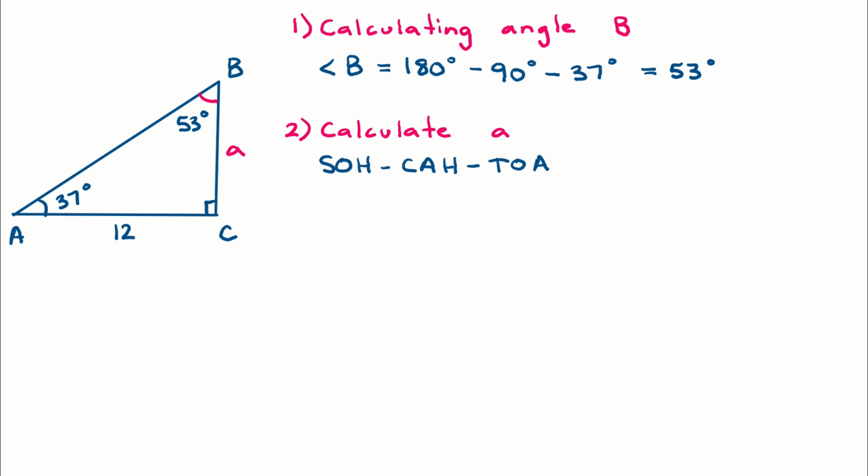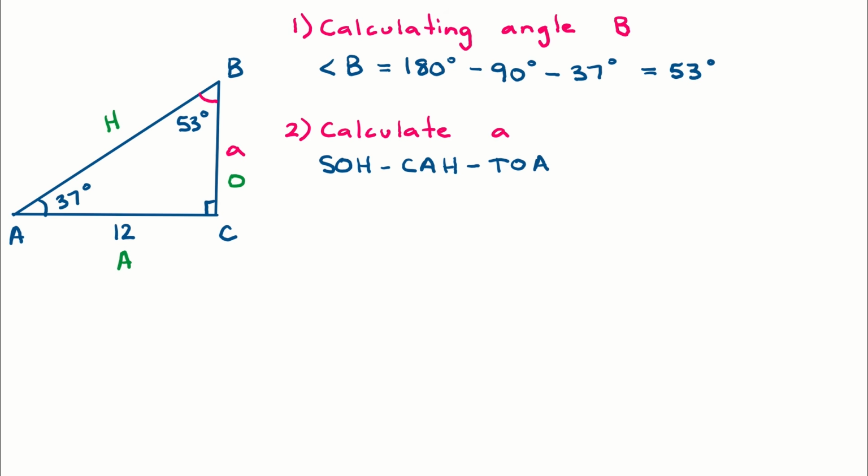We are trying to relate two sides. So let's think about what sides we have. Relative to angle A, which is the 37-degree angle, the 12 will be our adjacent side. Side a will be our opposite side, and the hypotenuse will be the longest side.